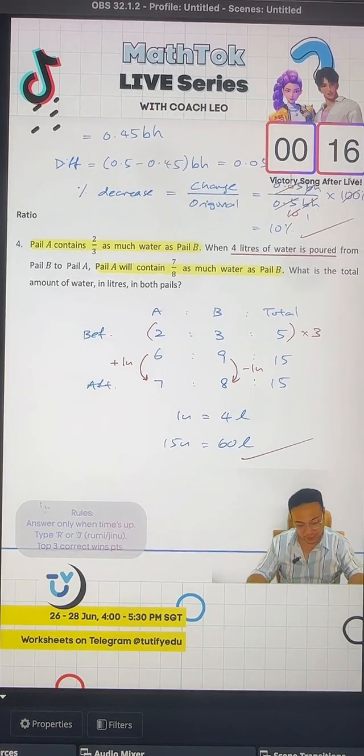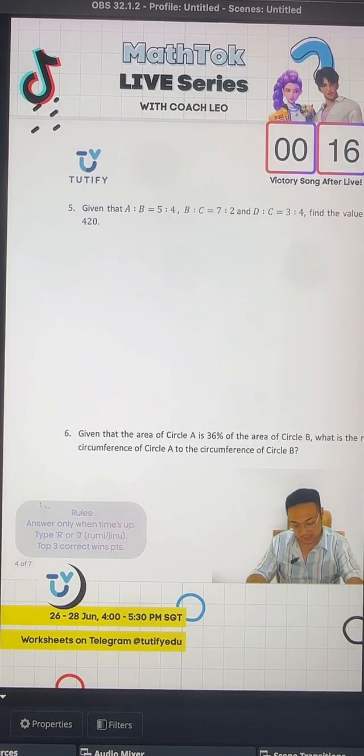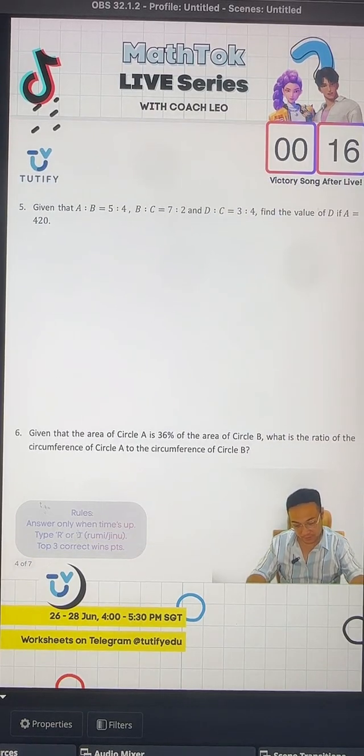All right, so students, well done. We have solved question number 4. Let's take a look at question 5 now. Here they are asking you what is the value of D if A is equal to 420, right? So students, you must first find the relationship between A, B, C, and D. Then you'll be able to know what is the value of D if A is 420.